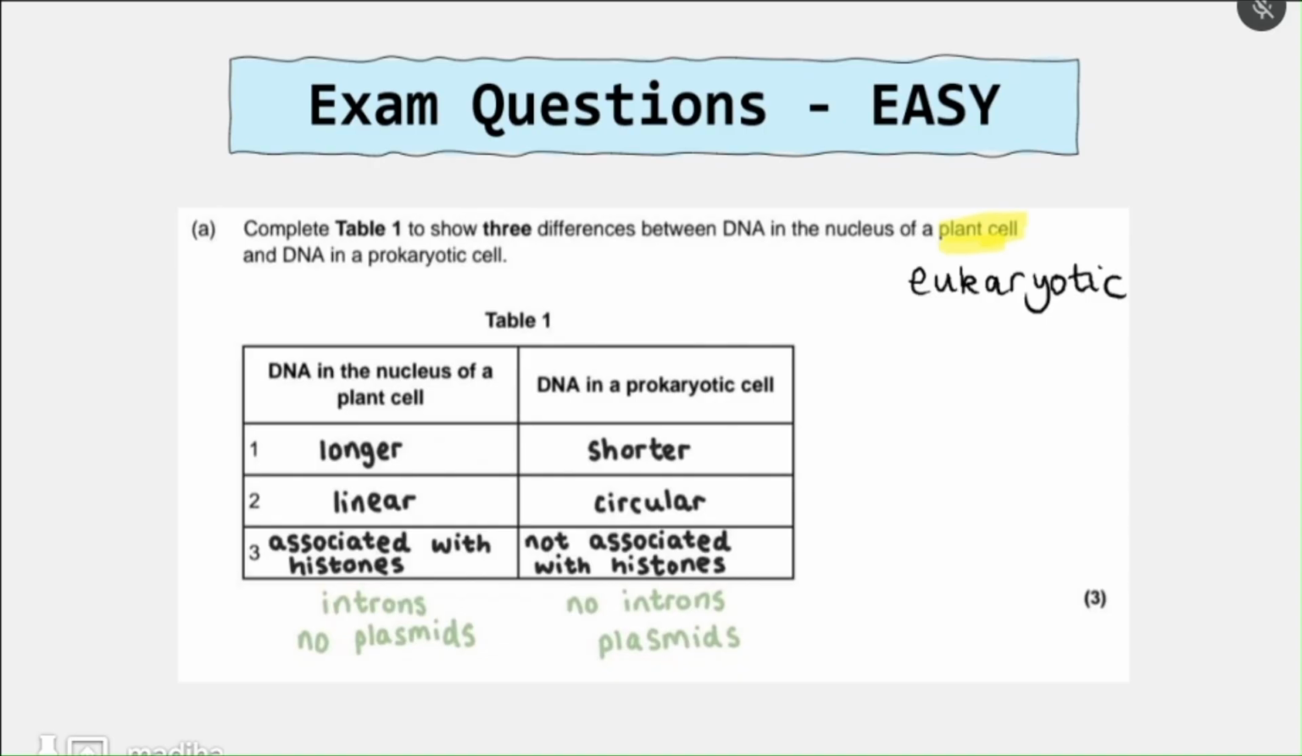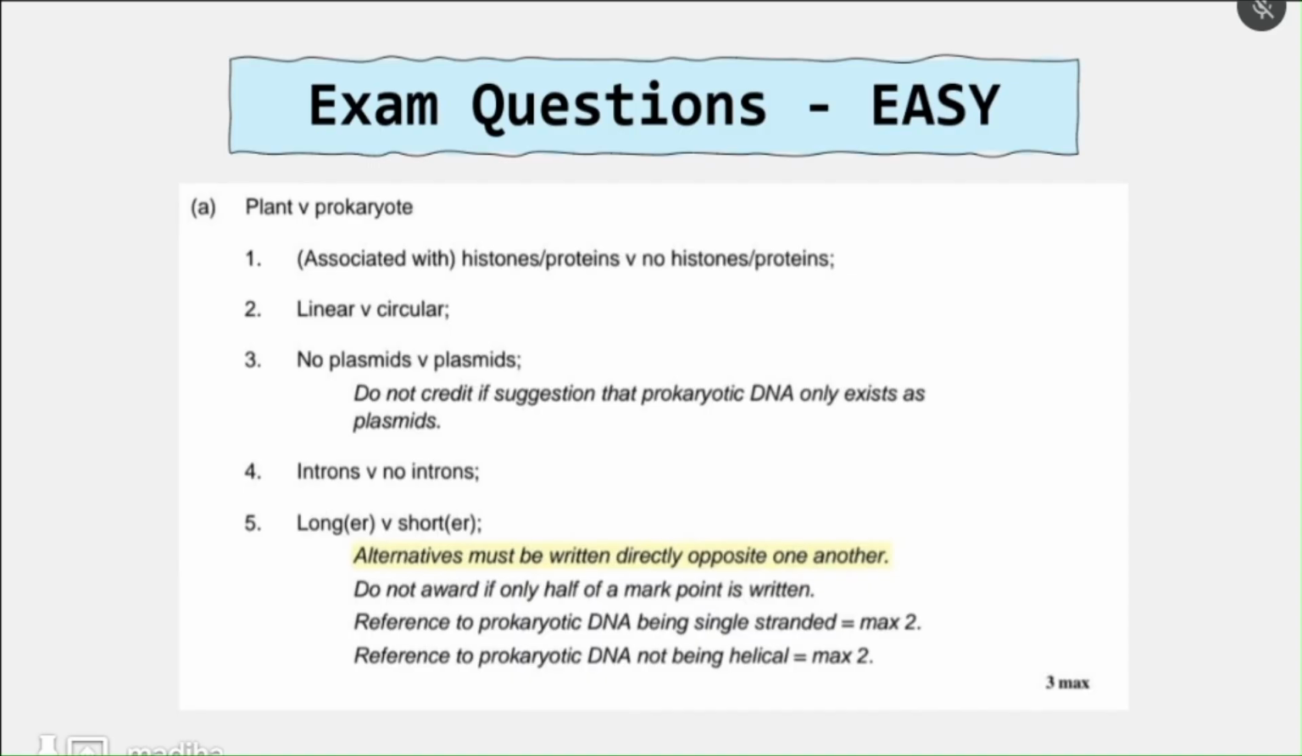But you can say that a plant cell would not have plasmids, but the DNA in a prokaryotic cell can have plasmids. So that's essentially the mark scheme. Let's talk about it specifically. We've got all of these points down. Again, here it says "long" or "short". You didn't need the "but", though sometimes they really need it, so it just depends.